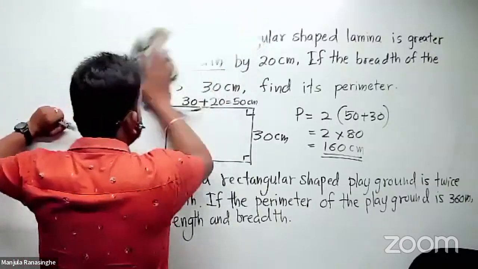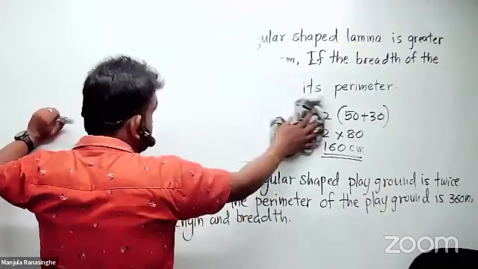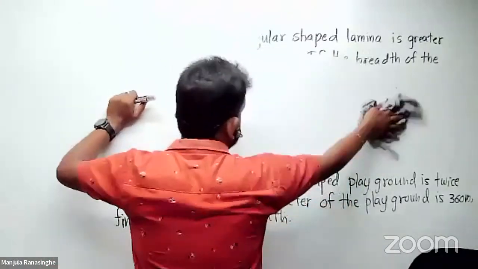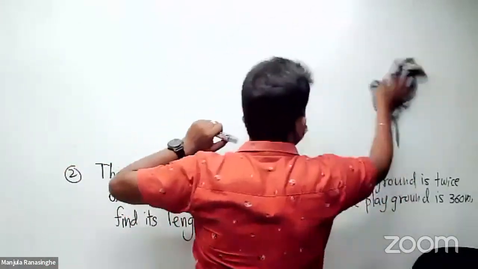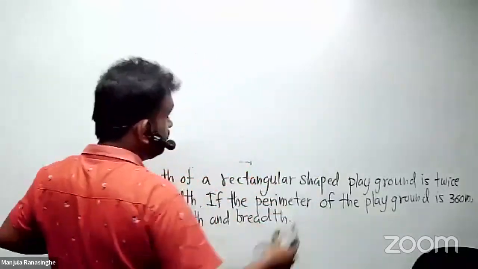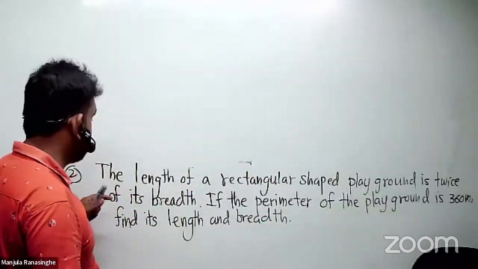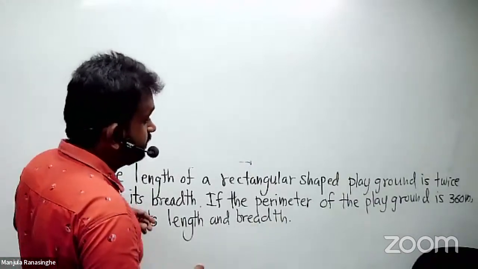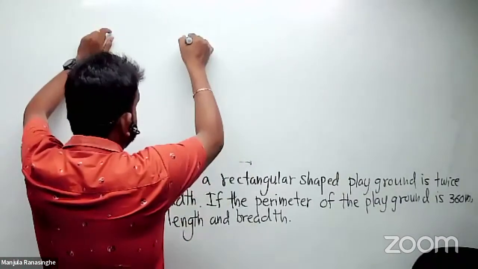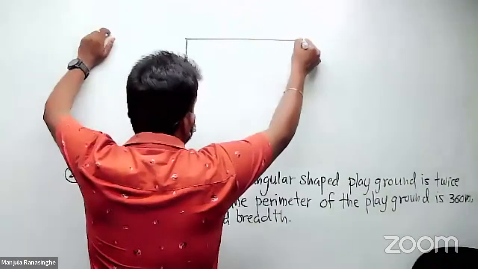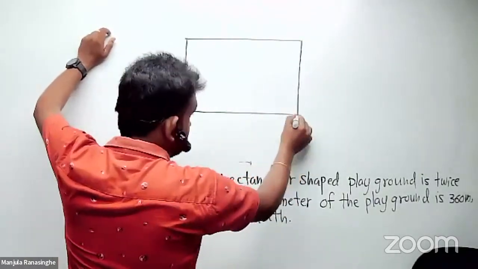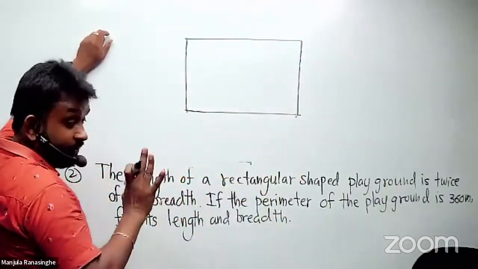So now that question is finished. Now we will deal with the next one. Okay, the next one says the length of a rectangular shaped lamina, a playground. So I will draw the sketch. This is the playground.